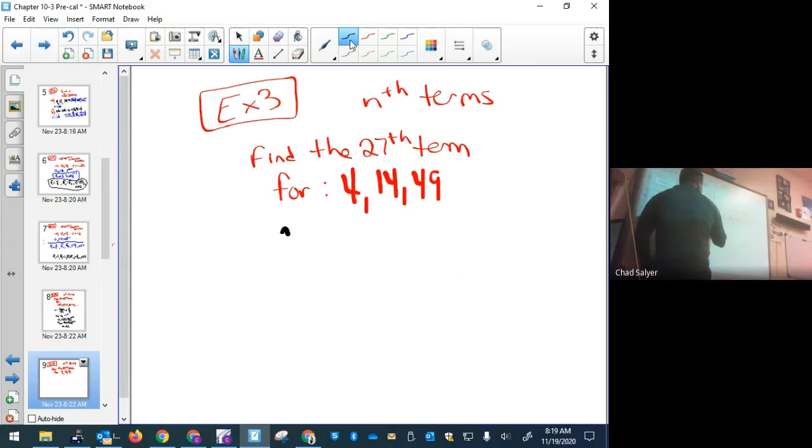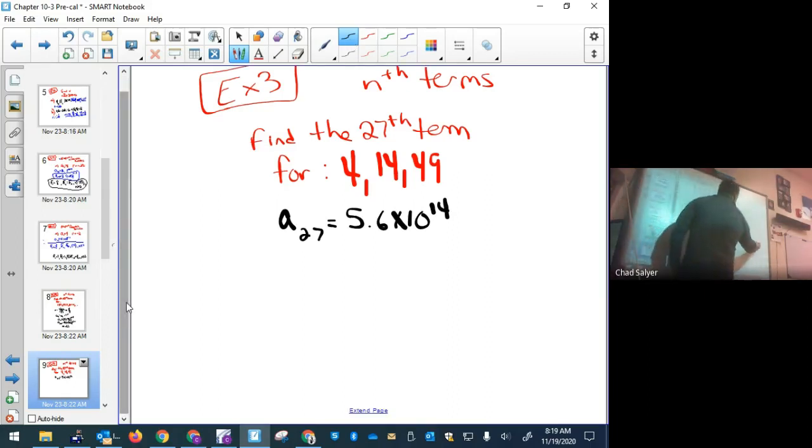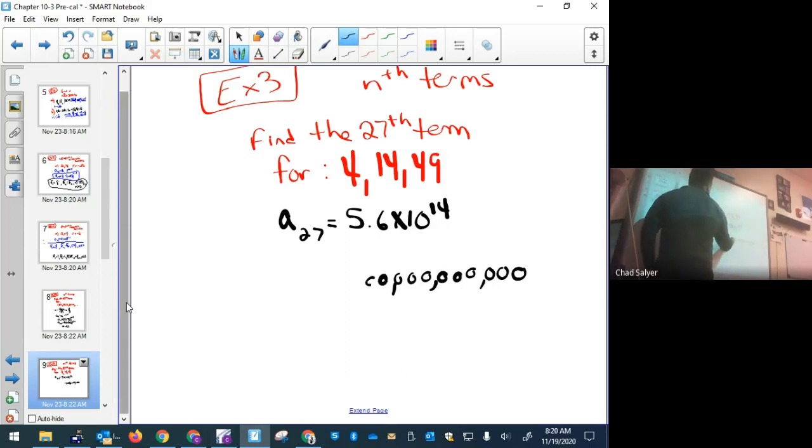Holden, tell me what A sub 27 is here. 5.6 times 10 to the 14th. Good. So just out of curiosity, let's count the places: 9, 10, 11, 12, and then 2 more spaces. There we go. That's an approximation. Millions, billions, trillions, 560 trillion.